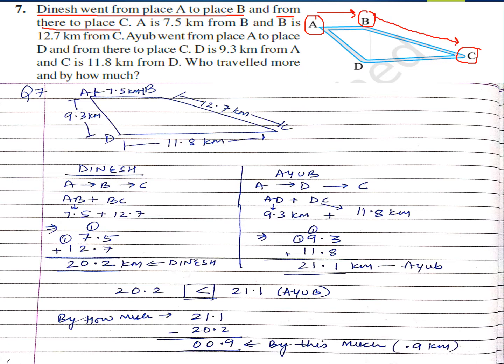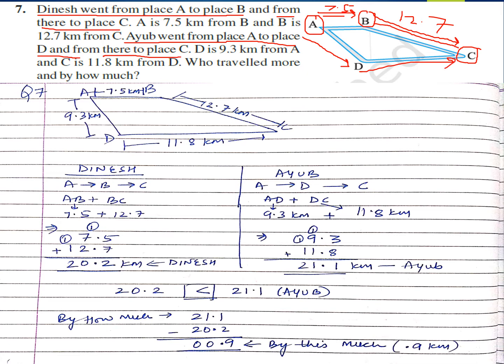Okay. Then what is given to you? A to B is how much? 7.5 kilometers. And B is away from C how much? 12.7. So we know both the distances now. Got it. Now one more boy is there, Ayub. He went from place A to place D, that is, Ayub went from A to D, then D to C, like this. So both are reaching C point.